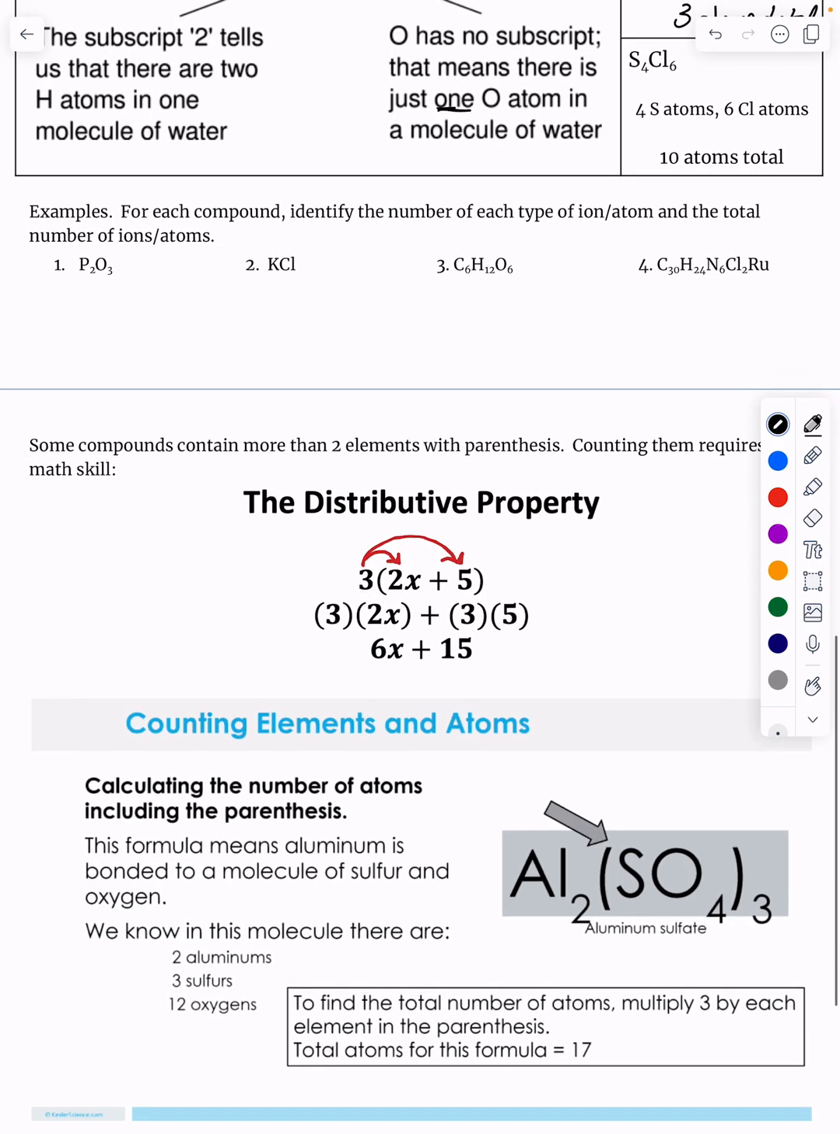We're going to end this video here. I'd like you to do the examples here to make sure that you could look at formulas and count the total number of atoms in each formula. We're going to do number 1 together so you know how to do 2, 3, and 4. For number 1, I'd like you to identify the number of each type of ion or atom and the total number of ions or atoms. P2O3, these are 2 nonmetals. So this is going to be my atoms business. There are 2 P atoms, 3 O atoms. So in total, there are 5 atoms.